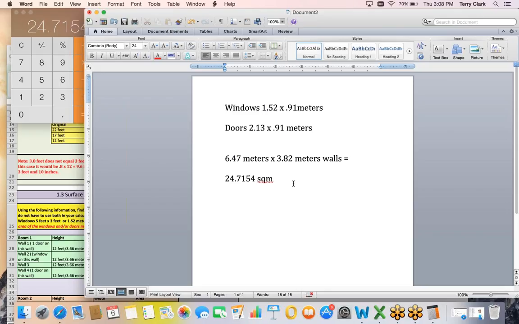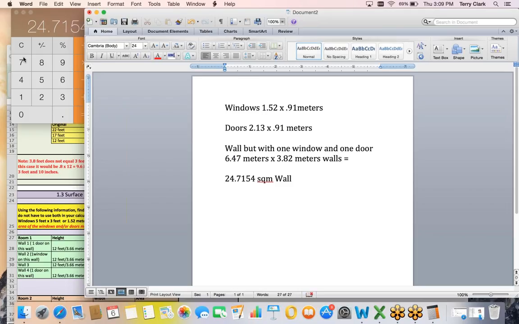Let's say, for instance, this is for the wall. Let's say we've got one window and one door. So we have a wall, but with one window and one door. Okay, so what we've got to do now is figure out what the window is. So that's the wall.